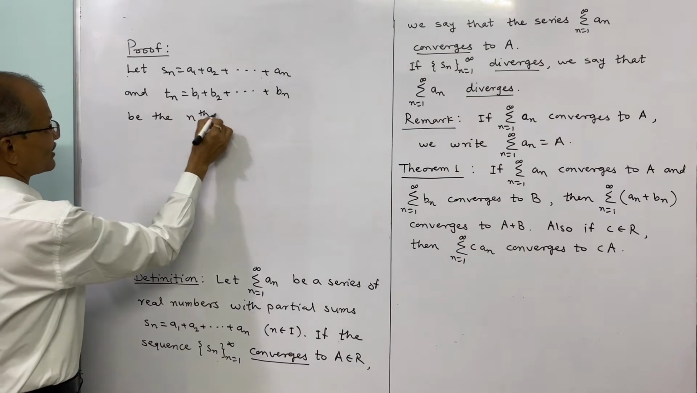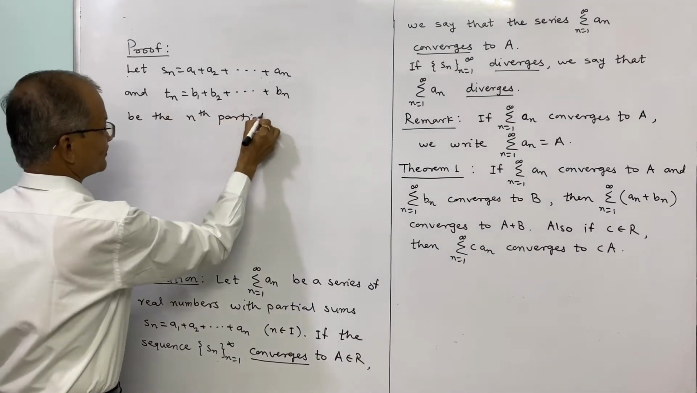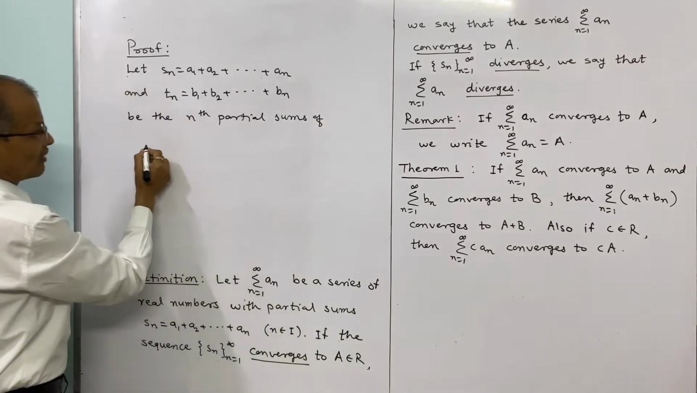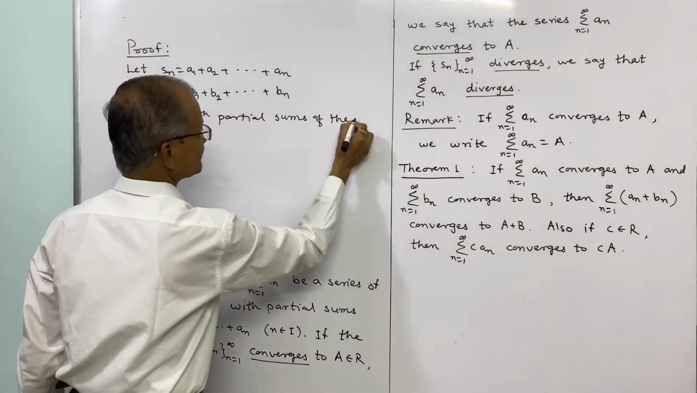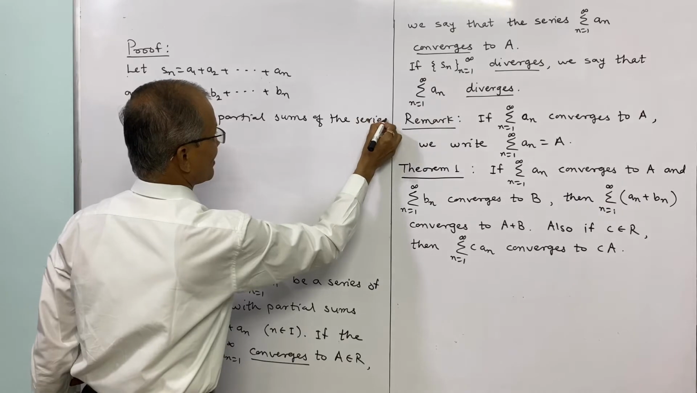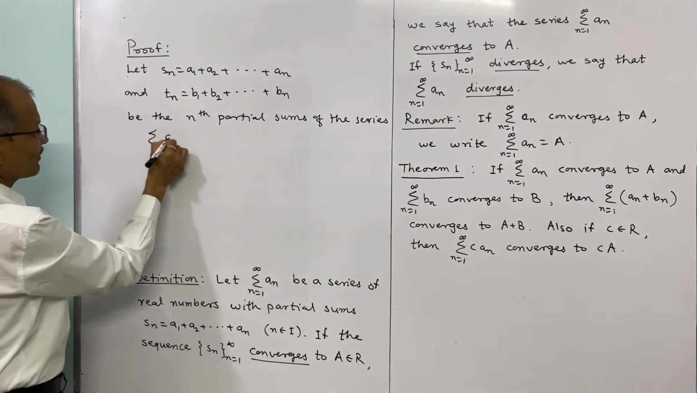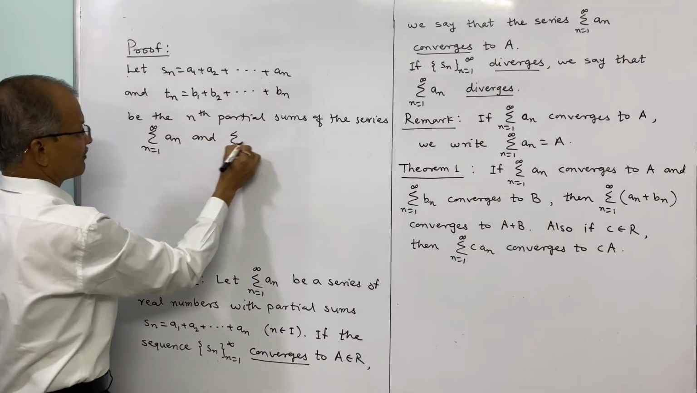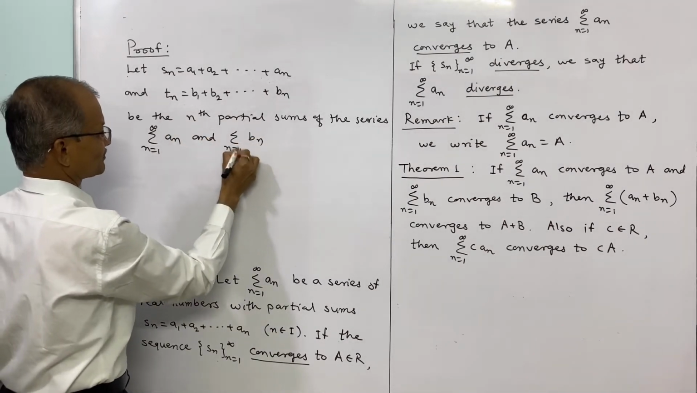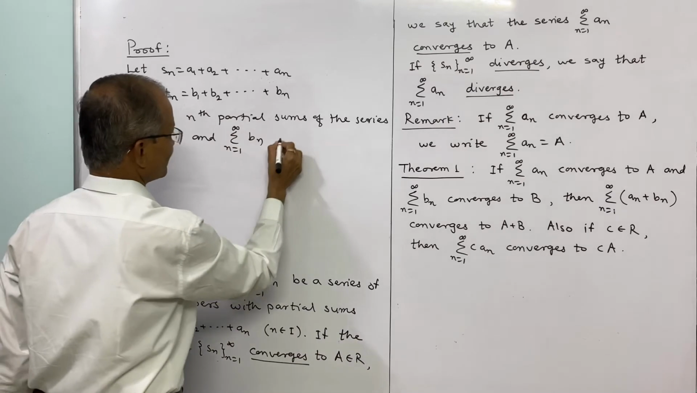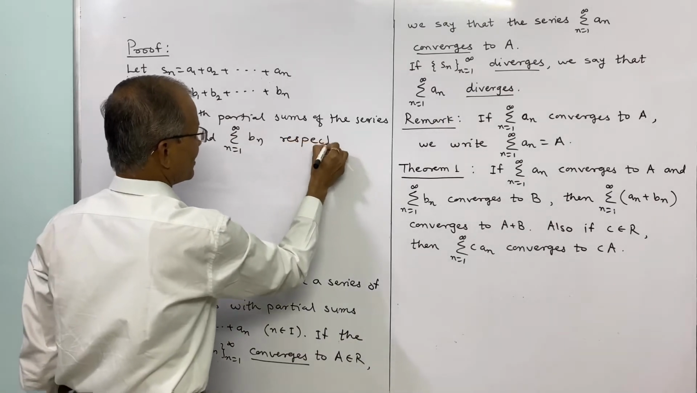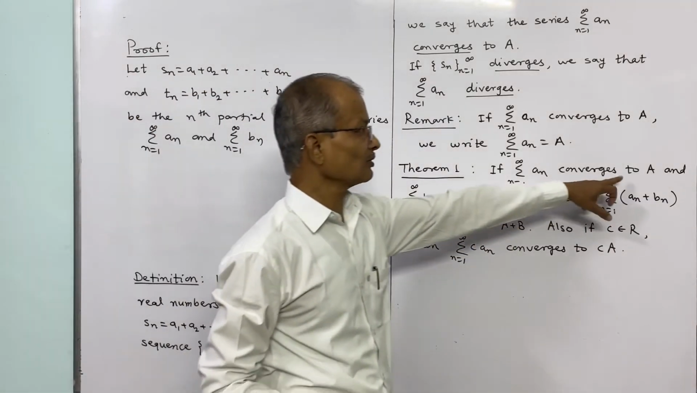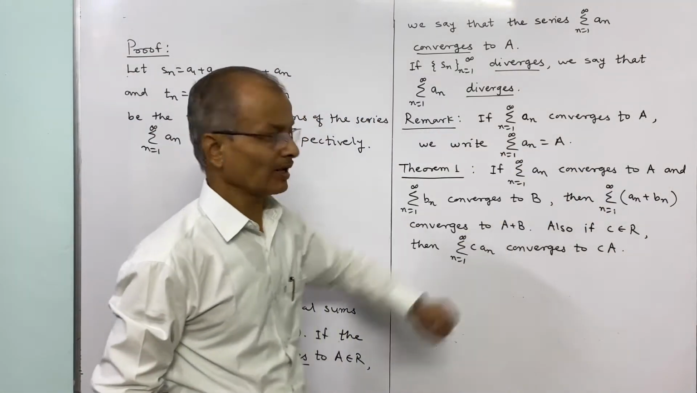Let Sn and Tn be the nth partial sums of the series sigma of an and sigma of bn respectively. Now it is given that sigma of an converges to A, meaning sigma an is equal to A.